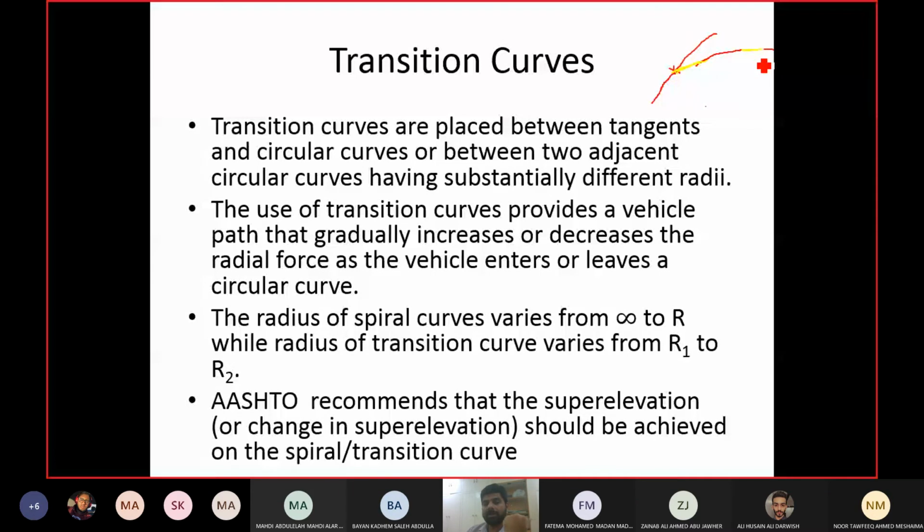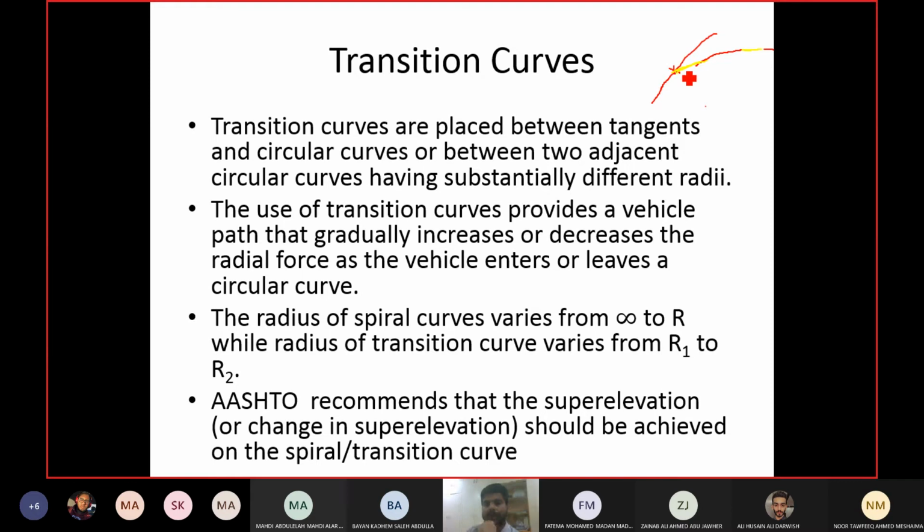Now we discussed earlier that when you are on the curve, you need to raise the outside edge of the road so that it can help you in turning, because the vehicle through inertia wants to go straight and you are trying to turn the vehicle. So to facilitate turning, you raise the outside edge of the road so you can turn easily. That means the normal cross slope of the road should be converted into super elevation, and it should be converted gradually.